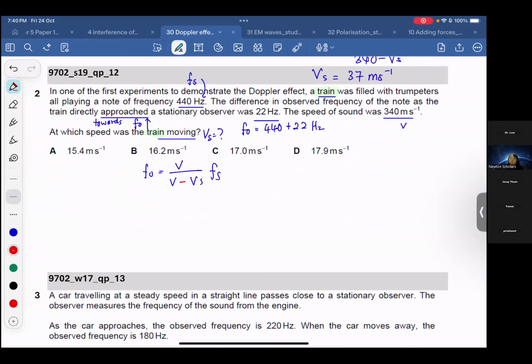Because now they say the train is playing a note of frequency. So this is the frequency due to the train, the frequency from the source. Then the observed frequency difference is 22. We understand approach means towards. If towards, your observed frequency should be increased. So we should use the original 440 plus 22. It increases.